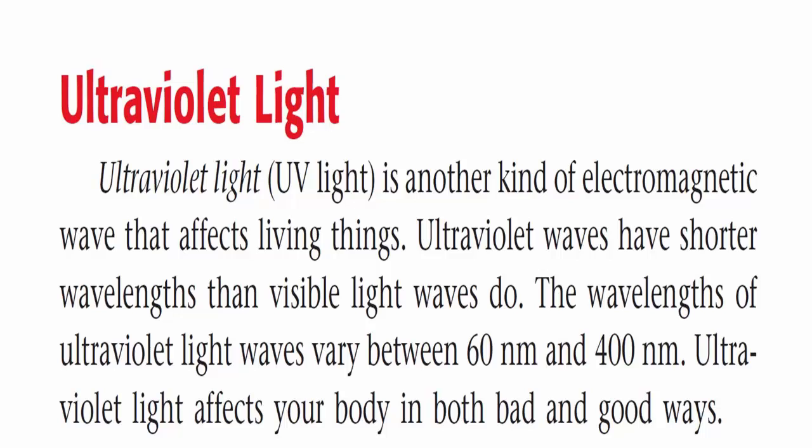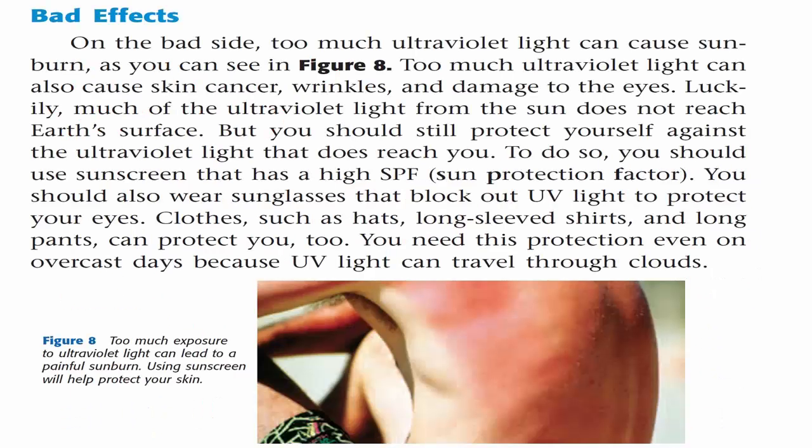Ultraviolet light. Ultraviolet light, or UV light, is another kind of electromagnetic wave that affects living things. Ultraviolet waves have shorter wavelengths than visible light waves do. The wavelengths of ultraviolet light waves vary between 60 nanometers and 400 nanometers. Ultraviolet light affects your body in both bad and good ways.